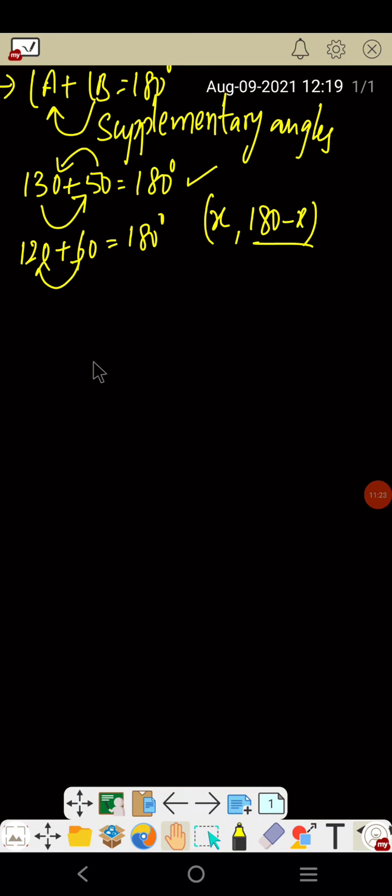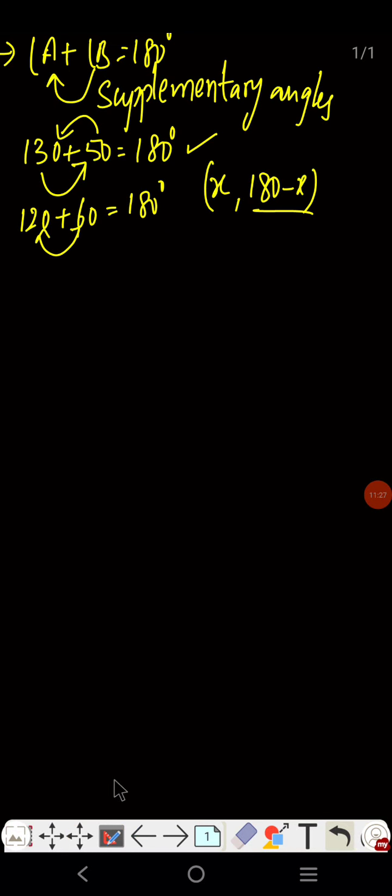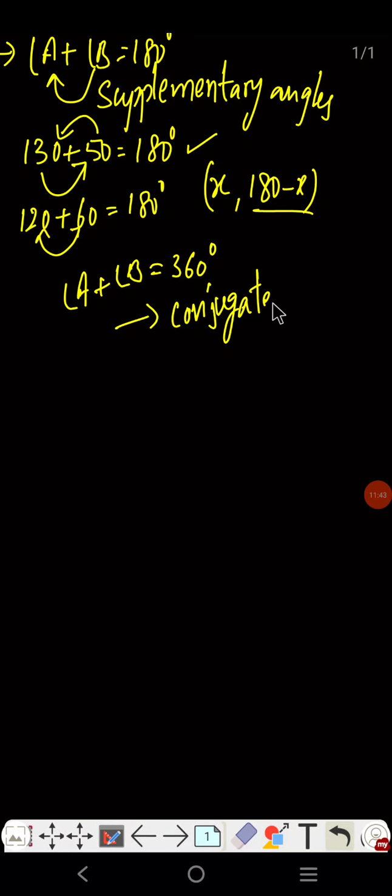Next we discuss if the sum of two angles is 360 degrees. The sum of two angles, angle A plus angle B, is equal to 360 degrees. If the sum of the two angles is equal to 360 degrees, then the two angles are called conjugate angles. So here angle A plus angle B is equal to 360, then A and B are conjugate angles to each other.